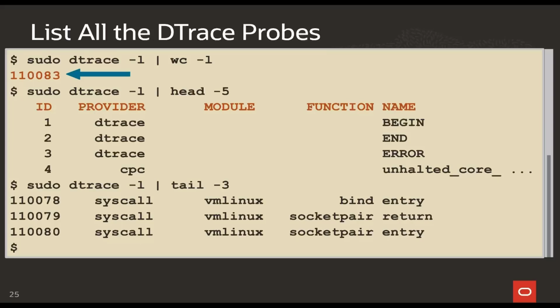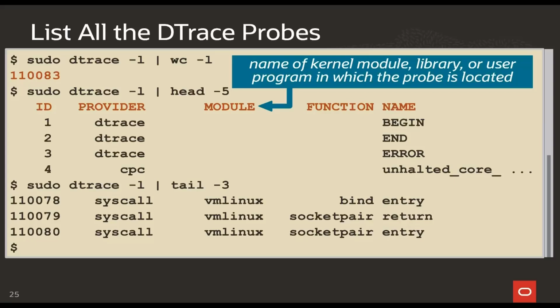Then in the third column, we see module. Well, a module is the name of a kernel module, a library or user program in which the probe is located. How do you use that? Well, in that way you can restrict. You can say, well, I'm only interested in this kind of context, only if it's in this module. You don't have to specify that. I'll show that on the next slide. But in this way, you can either cast the net a little wider or tighter. That's the purpose of the module.